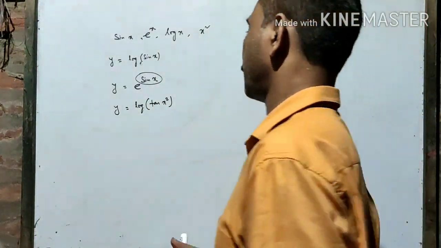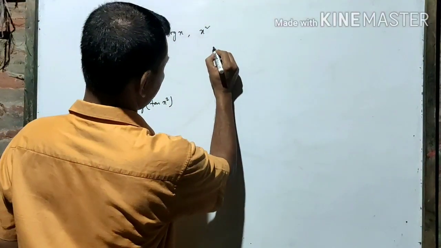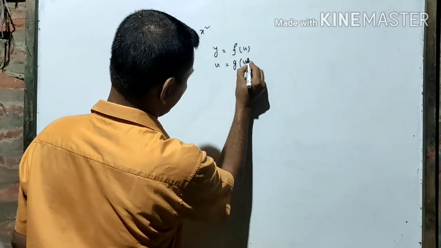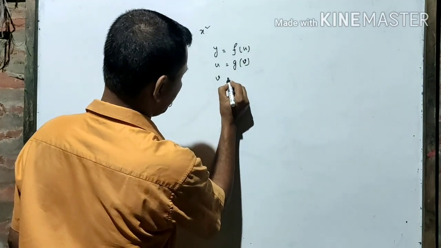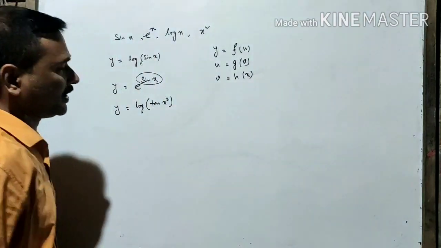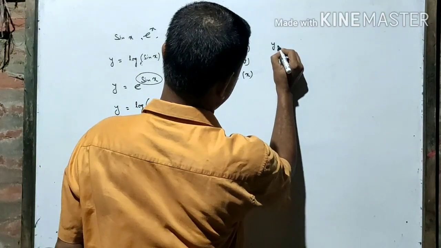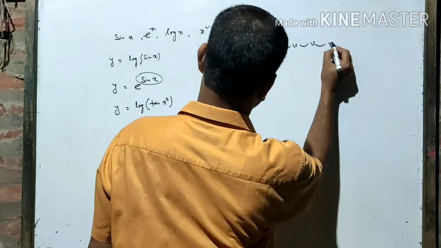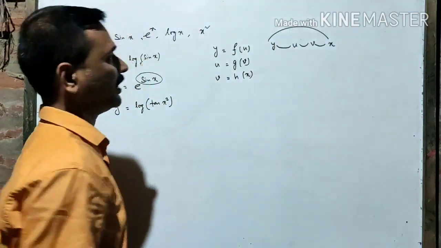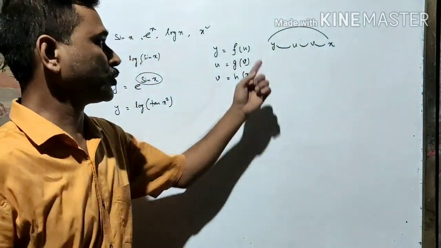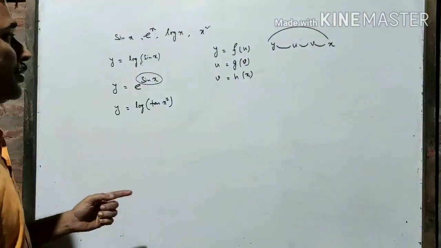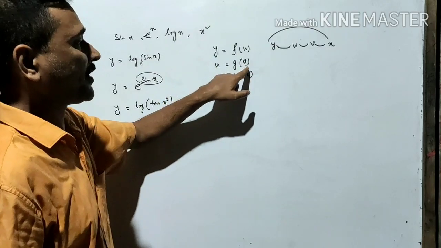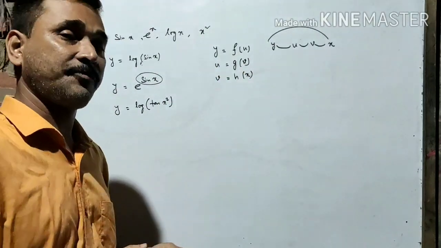What is chain rule? Now we are going to discuss it. Suppose y is a function of u, where u is a function of another variable v, and v is a function of another variable x. So y is related to u, u is related to v, and v is related to x. So ultimately y is related to x through a chain of relations. So y is a function of function.